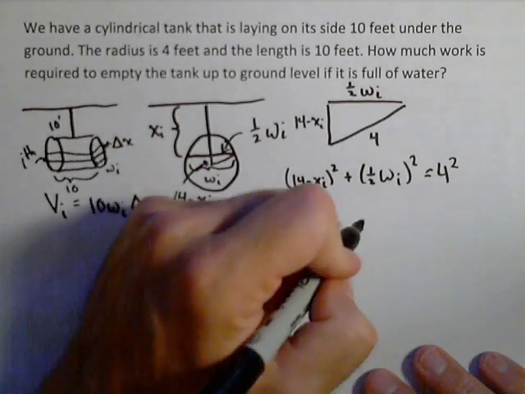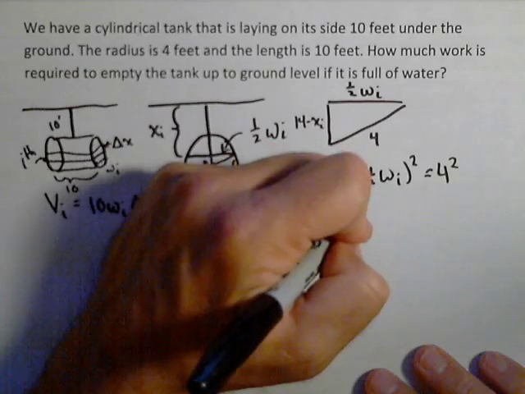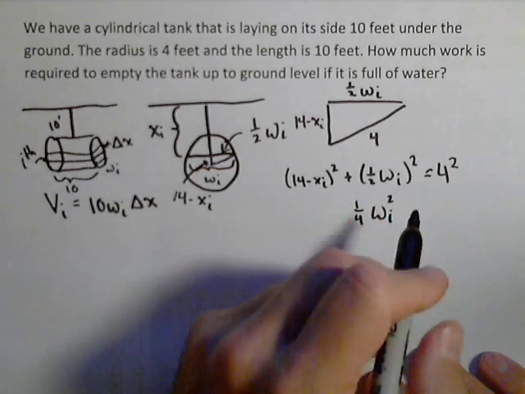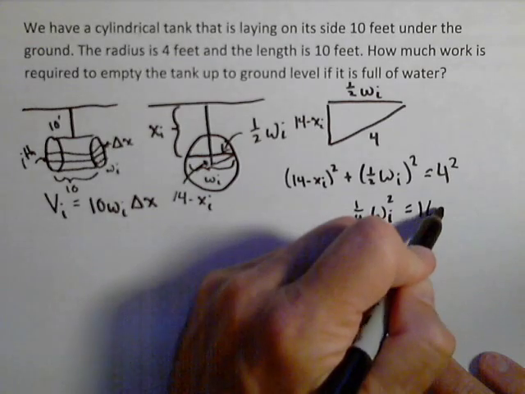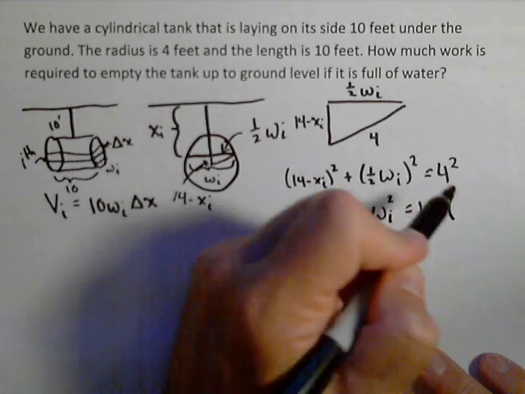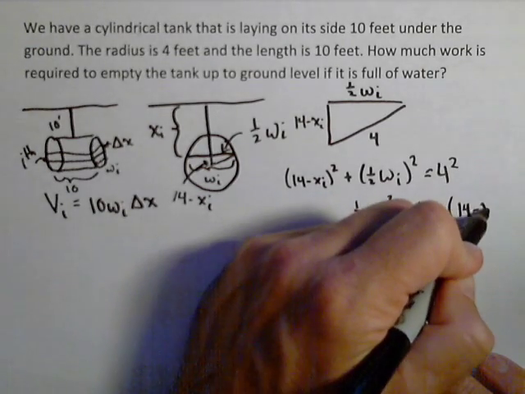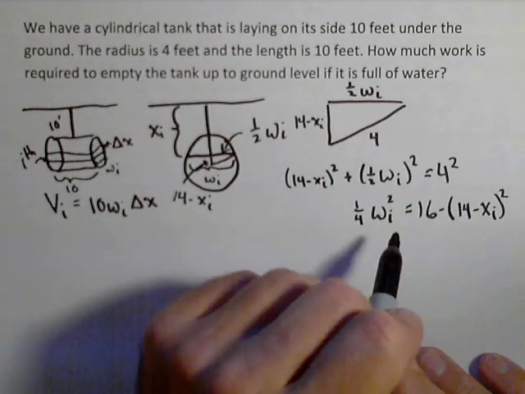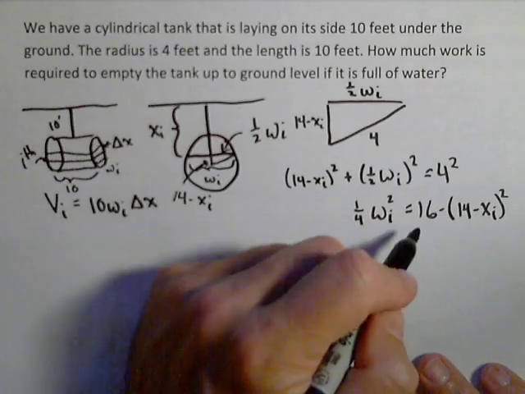So I'm going to move this to the other side, and I do want to square both of these. So I have 1/4 W sub I squared equals 16 minus 14 minus x sub I, the quantity squared. I'm not going to worry about multiplying this out right now. I'll take care of it in my integral.